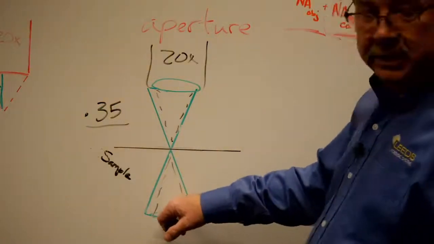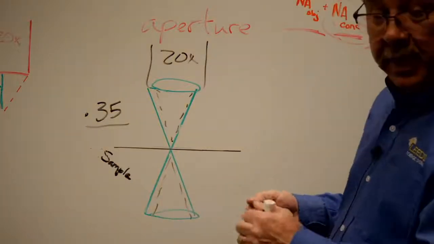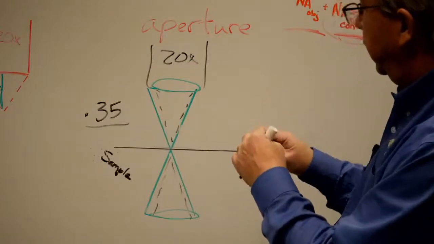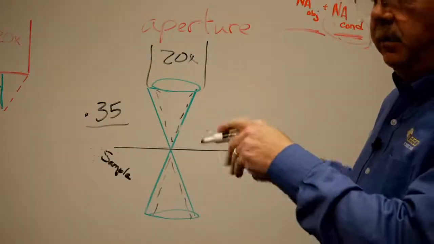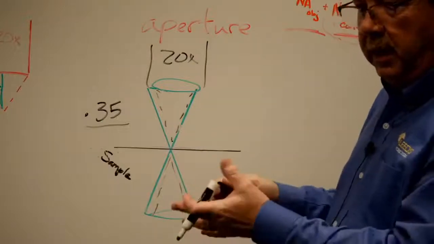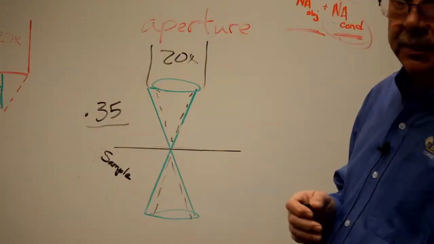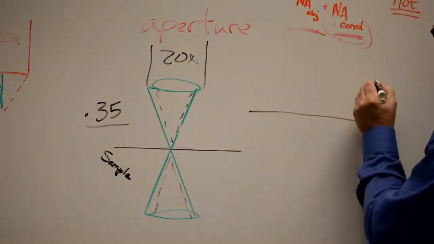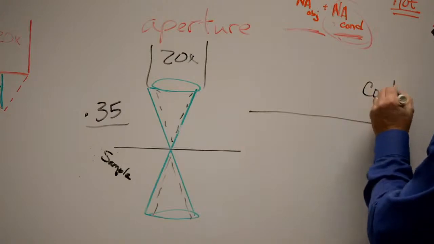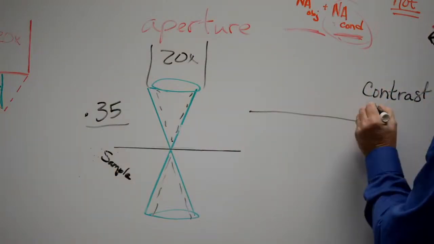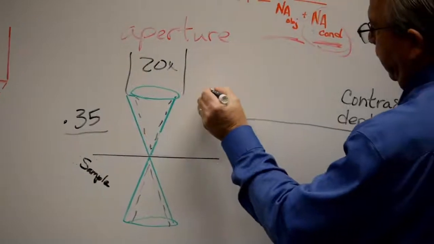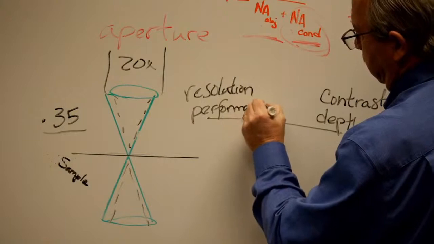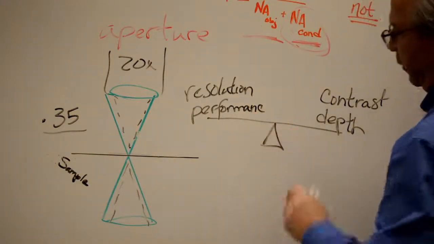So when I close this condenser down, the aperture diaphragm down in the condenser, I'm closing the angle of light that we see, and as a result of that, I'm picking up contrast and I'm picking up depth, but I'm losing resolution. Consider that you've got a little balance here. Over here I have contrast and depth. Over here I have resolution. Let's call it resolution performance. And I consider them both to be on a balance.